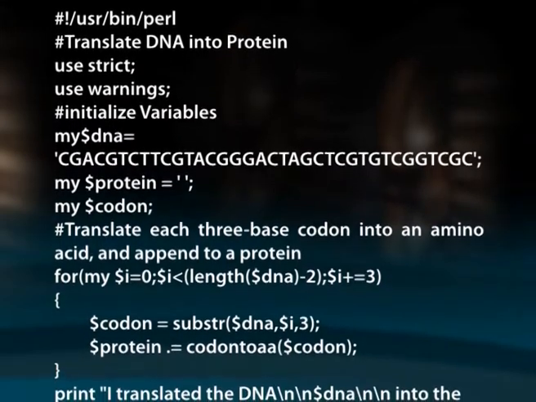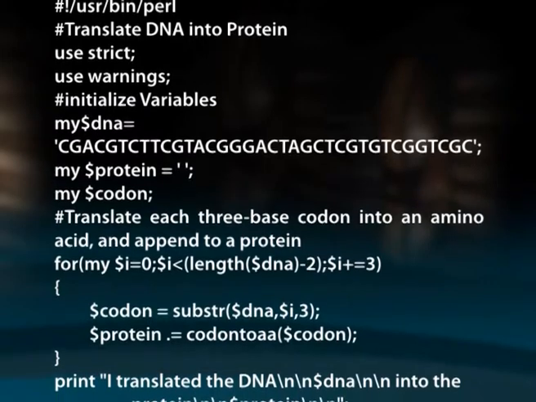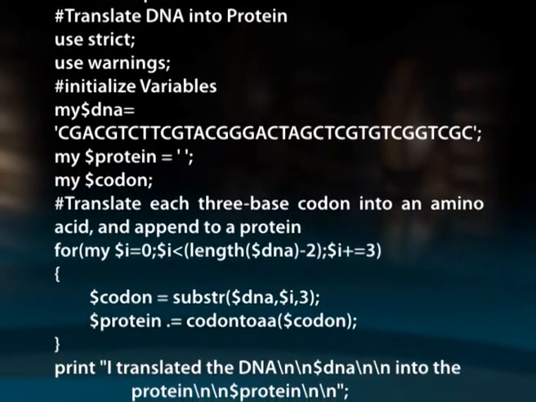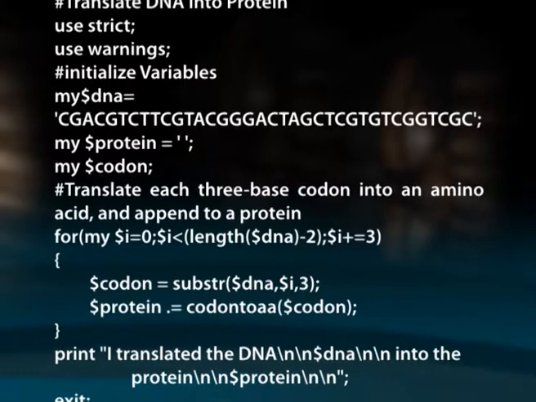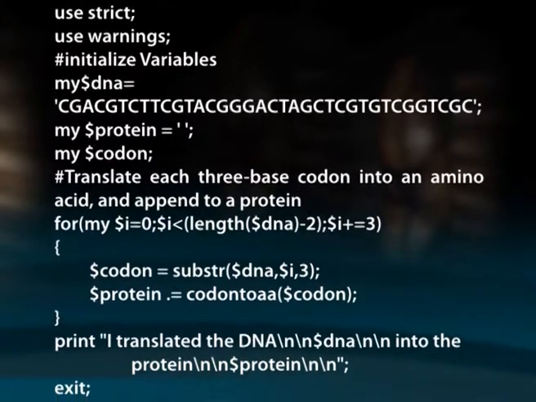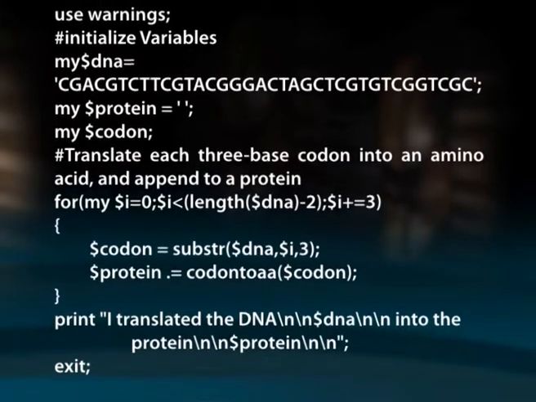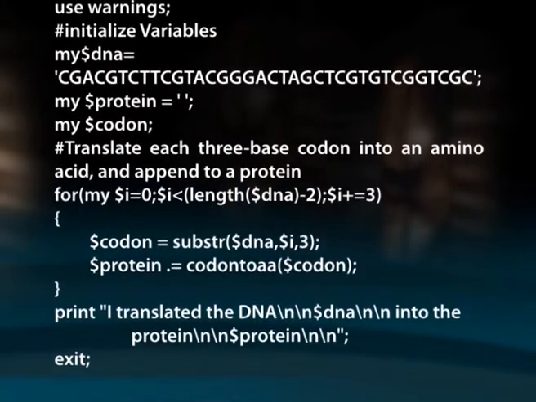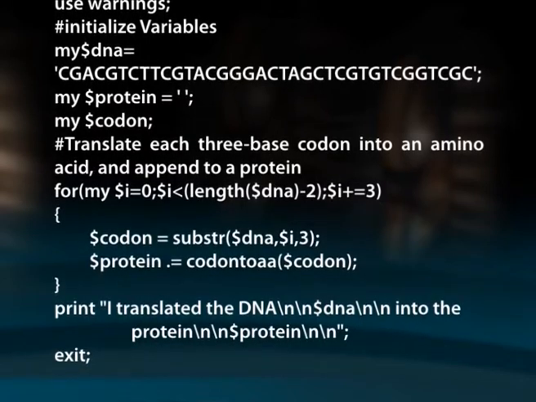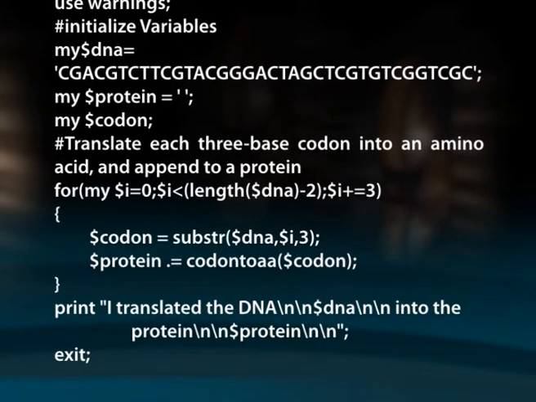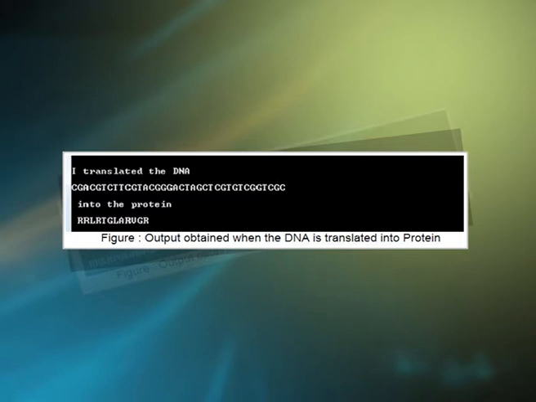The for is specified as $I is initialized to 0 and is compared to the length of $DNA minus 2 and is incremented with 3 each time. $codon equal to substring of $DNA $I 3. $protein dot equal to codon to AA of $codon. Now print, I translated the DNA, which is the DNA variable, into the protein $protein. The output of the execution will look like this.